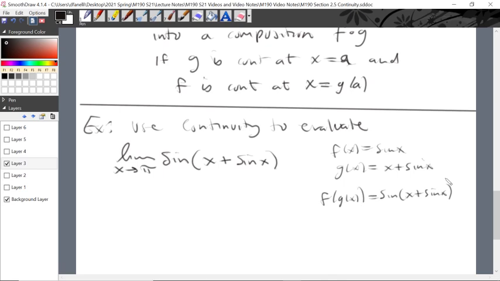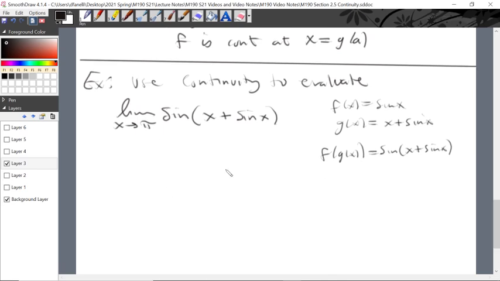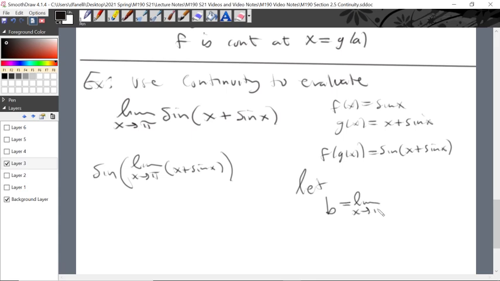In order for us to run this limit, we want to check to see, can we do this? Can we push the limit into the parentheses to take the limit as x goes to pi of x plus the sine of x? In order for us to be able to do that, what we really need is for the output of this limit to be a value where the outer function is also continuous. So let b equal the limit as x approaches pi of x plus the sine of x.